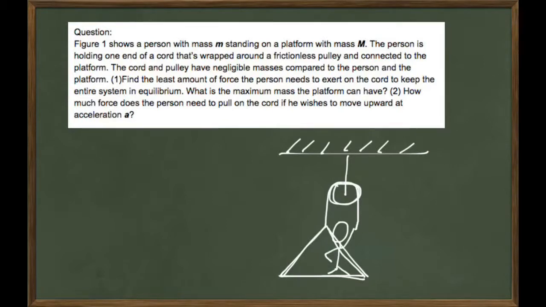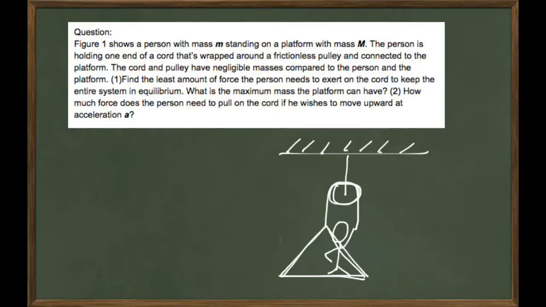Then let's look again at what the problem is asking us. Number 1, find the least amount of force the person needs to exert on the cord to keep the entire system in equilibrium. And what is the maximum mass the platform can have? Let's just focus on question 1 first. Question 2, we'll be looking at in the next lecture.